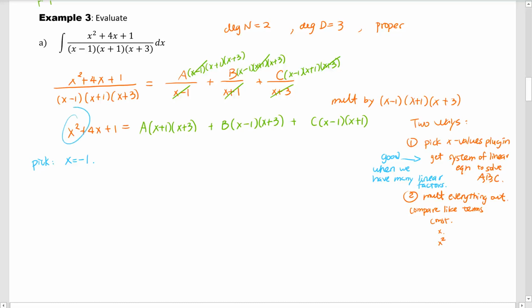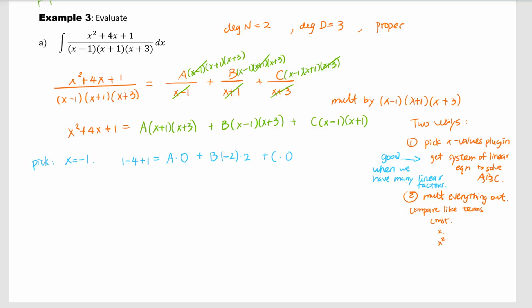On the left-hand side, minus 1 squared is 1, and then 4 times minus 1 is minus 4, plus 1. But on the right-hand side, x plus 1, when you plug in, is 0. And then for the B term, x minus 1, so minus 1 minus 1 is minus 2. Minus 1 plus 3 is 2. But can you see the C term has the factor x plus 1? And this guy is also 0. So as long as the terms contain the factor x plus 1, it's gone.